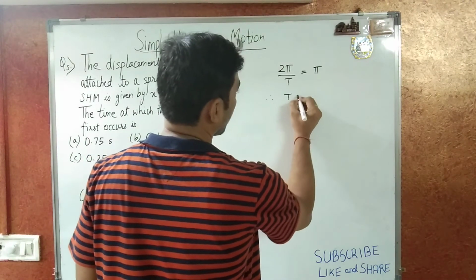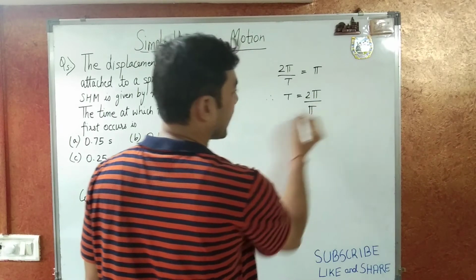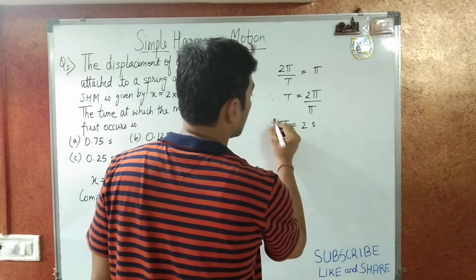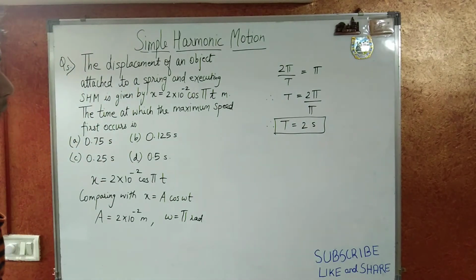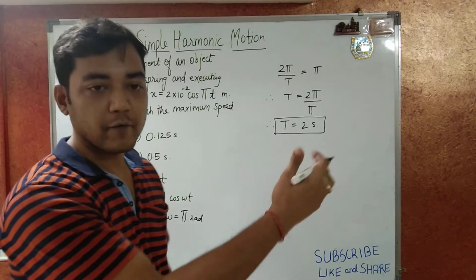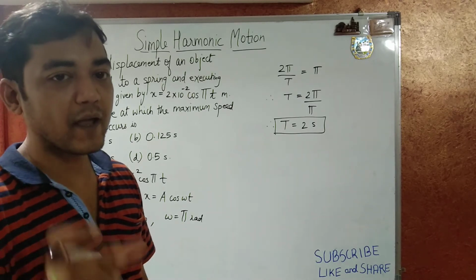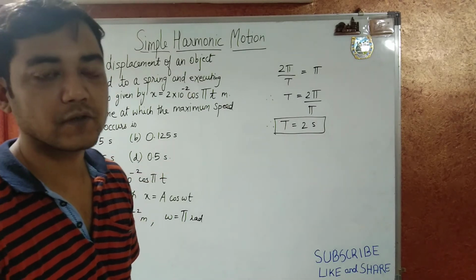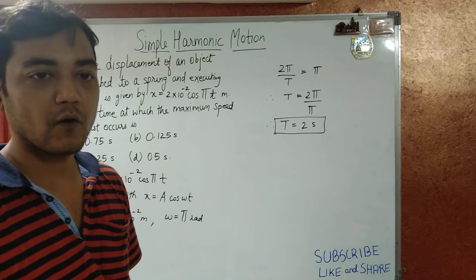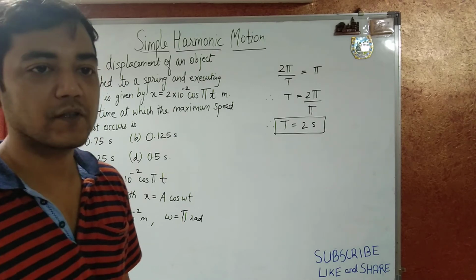So what will be the time period? It will be 2 pi divided by pi. So the time period is 2 seconds. Now, as I said, the motion has started from the extreme position, so it will require T by 4 seconds to come to the mean position. And the maximum speed occurs at the mean position. The object will have maximum speed at the mean position.